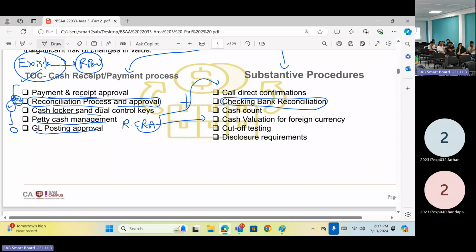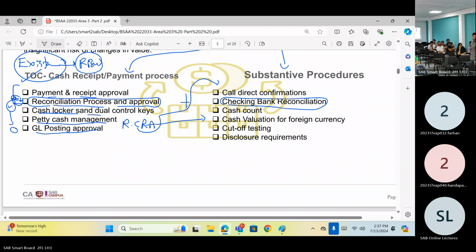The way you do procedures should have a kind of skepticism on the cash balance. Call direct confirmation. I will show the way we call confirmation and the way we get the reply. And then checking the bank reconciliation.